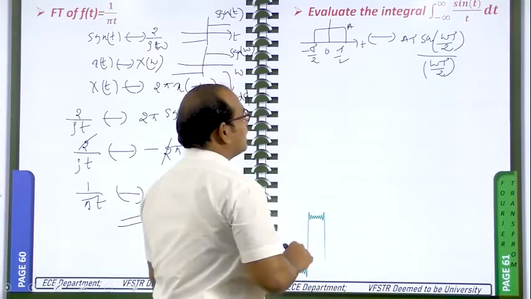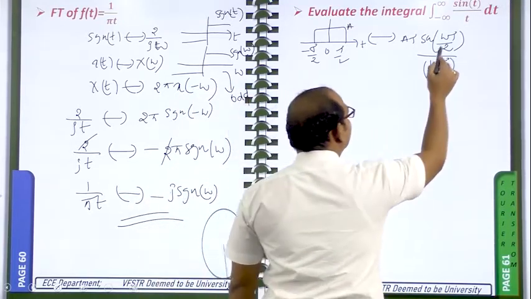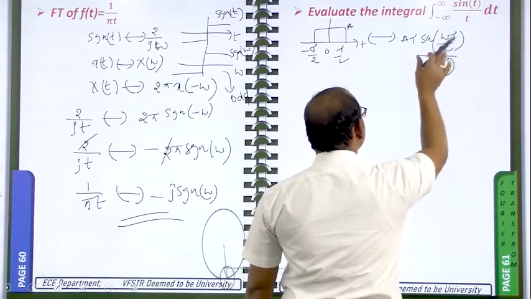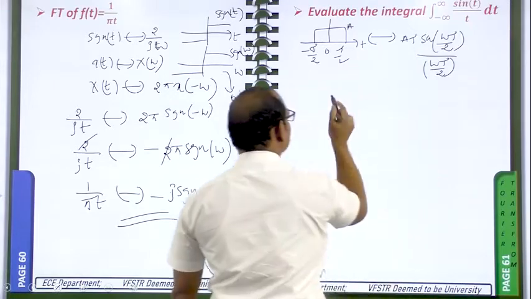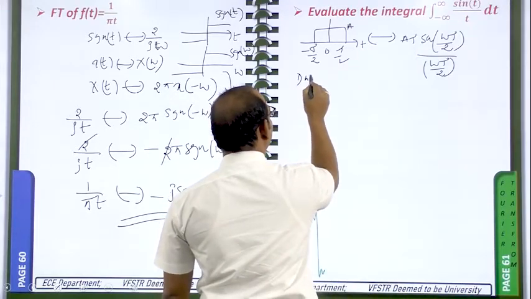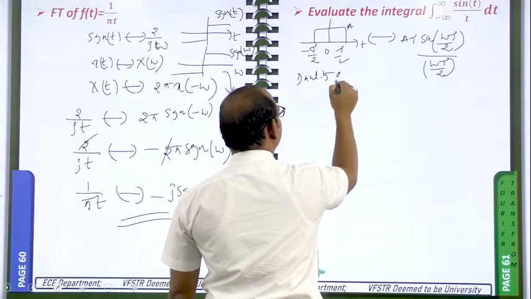Okay. Now here, what is there? If you apply the duality property, this will come to this side and this will go to that side. So that one only I am doing. Duality property I am applying.